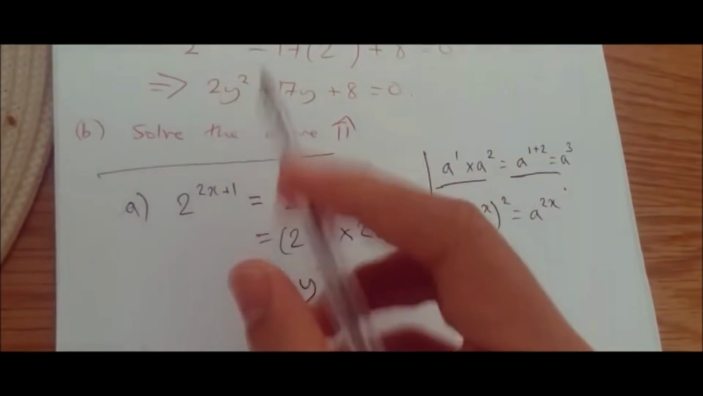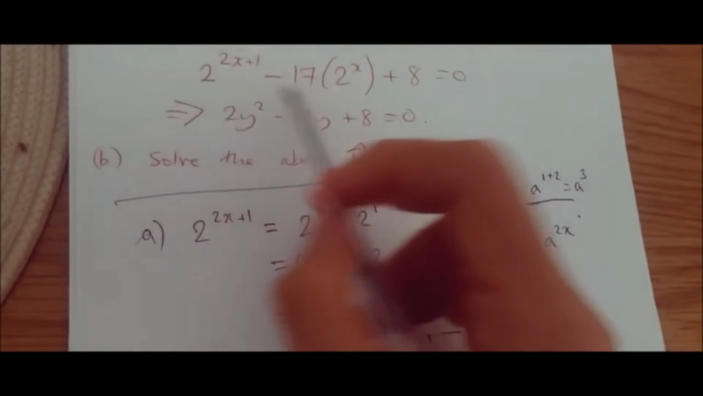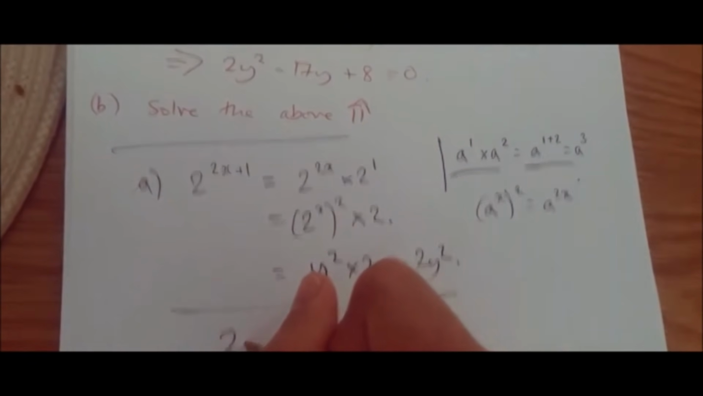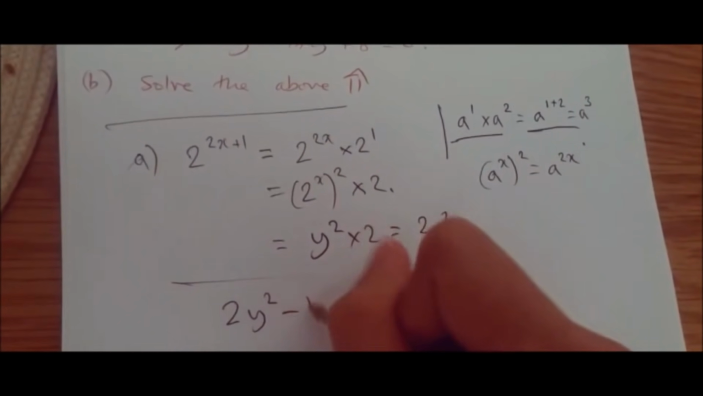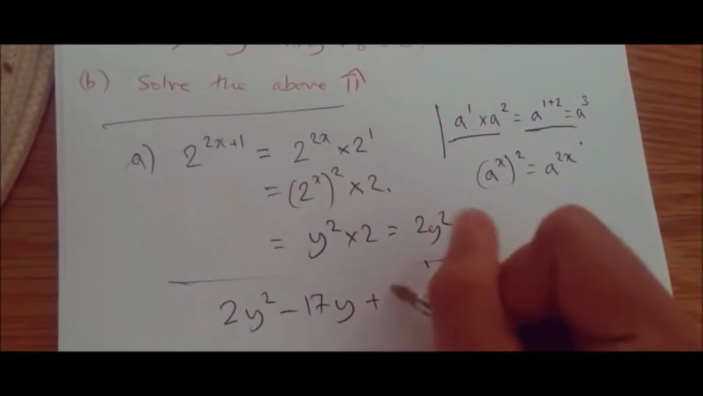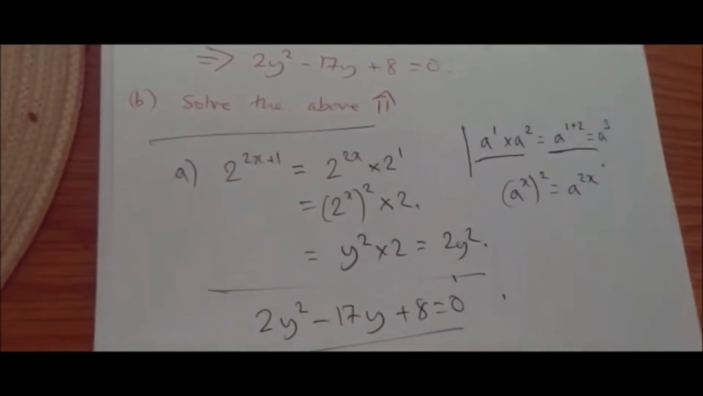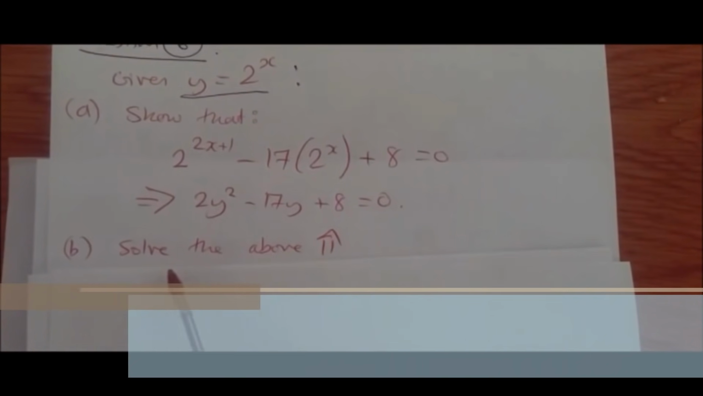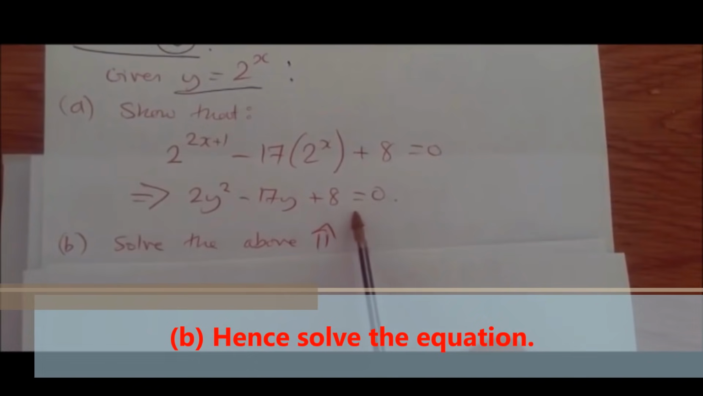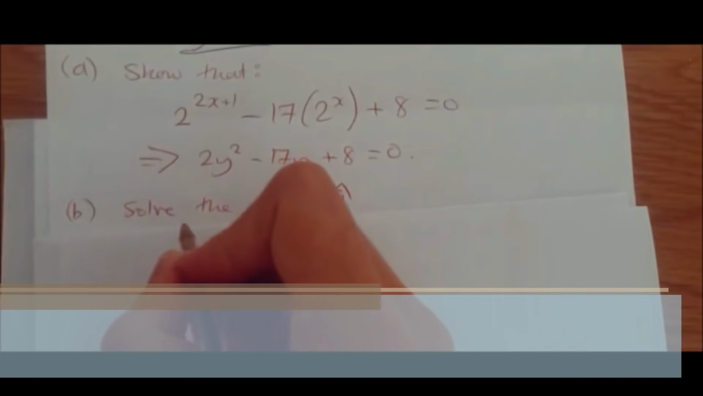And thus replacing everything, it becomes quite clear that we're going to get 2y squared minus 17y plus 8 equals 0. Easy. So let's move on to the next part. We solved this, so now we presented this form, so now we want to solve it. How do we do this?